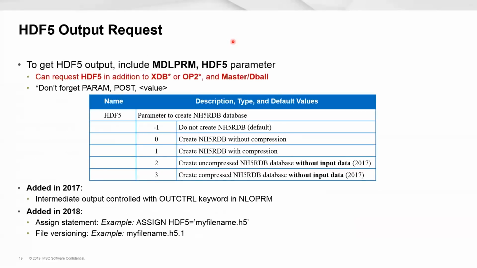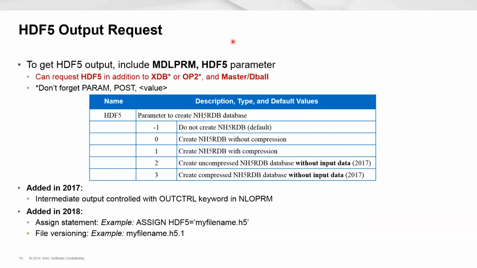So if you have an existing model and you want to start looking at this, there's not much more than just adding this model param HDF5 and a number. The default, if you don't input it, is -1, so we don't write it. You can see the other values there with or without compression, and then do you want it without the input data if you're running a more current version, compressed or uncompressed. And that's really all that's required.